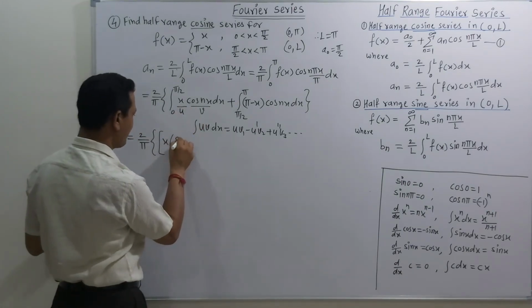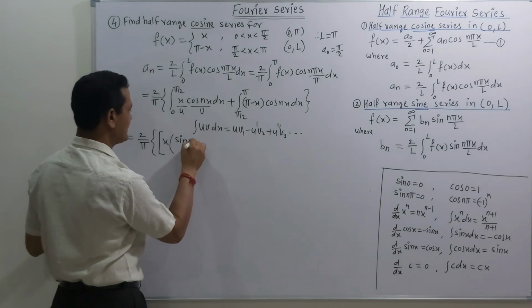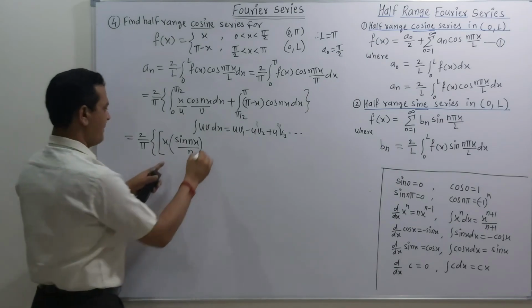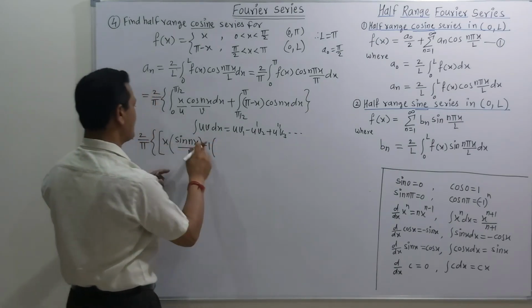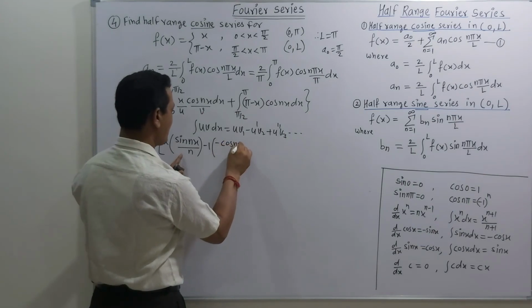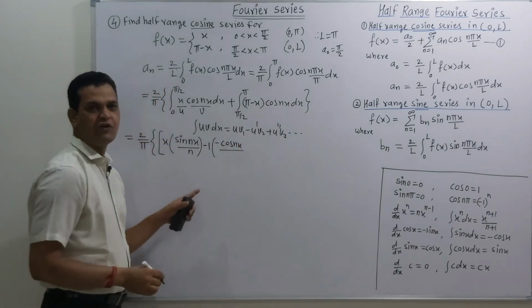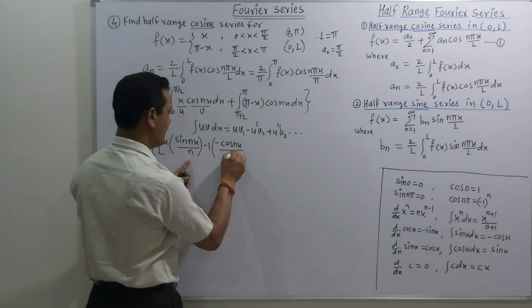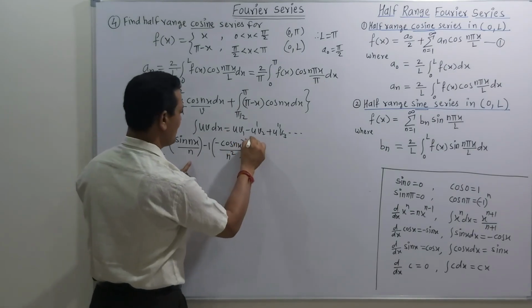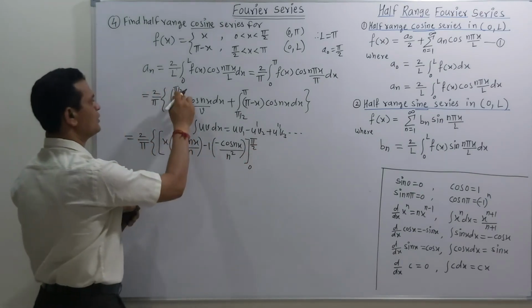Integration of cos is sine, so we can write this as sine of nx upon n, since the derivative of nx is n, minus, we write the derivative of this term as 1, then integration of this term is minus cos of nx upon n, since the derivative of nx is n, so n into n we get n square, and its limit is 0 to pi by 2.